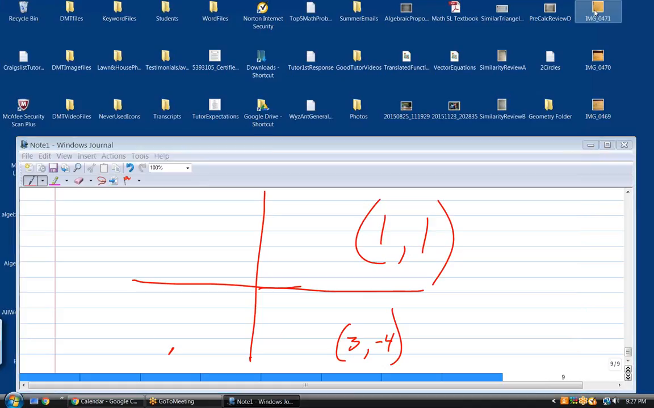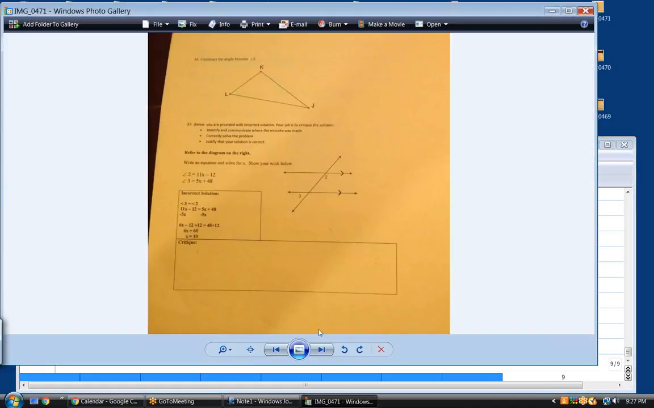You good on 34? Yes. Okay. So if we could go ahead and go to 36, that's another one I have a problem with. Okay. Where is that? Is that on a different page? That's on the last page. Okay.